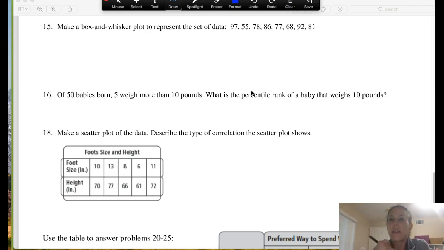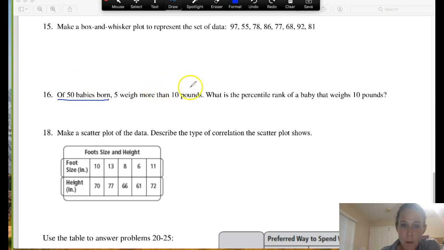So if I say you're in the 90th percentile for height, that means 90% of the people are either your height or shorter, okay? So whatever the better thing is, the 90%, everybody else will have a smaller value than you, okay? If 50 babies are born, that's our total, that's our 100%, that's our 50 babies.